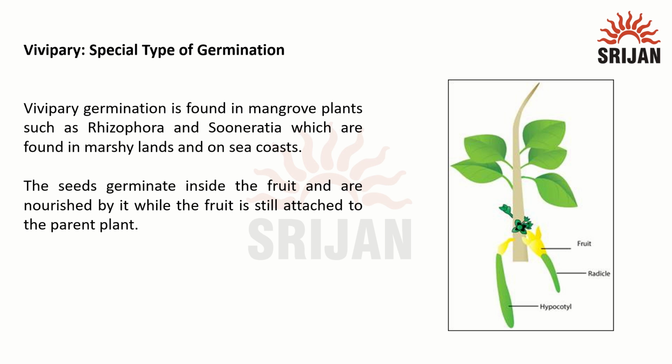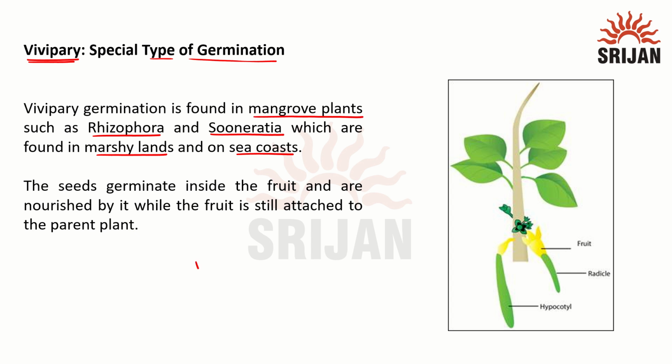In this video, we will learn about Vivipary. This is a special type of germination seen in plants. Very specific plants like Rhizophora and Sonneratiaceae, which are found in marshy lands or on sea coasts, show this type of germination. So these are termed as mangrove plants.